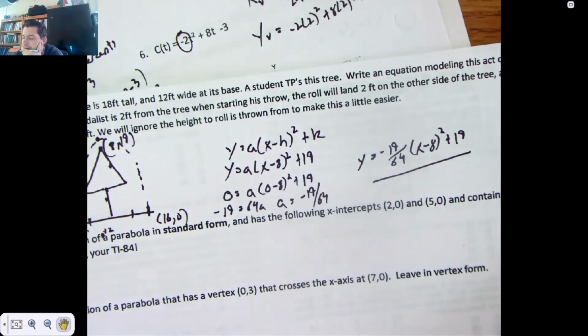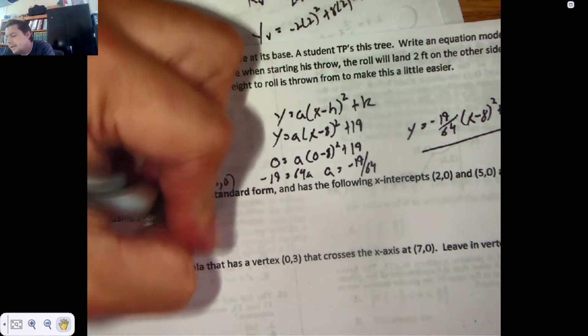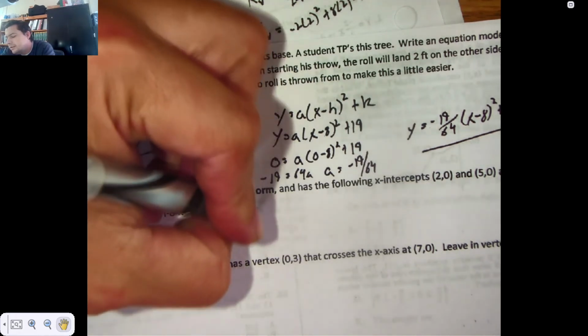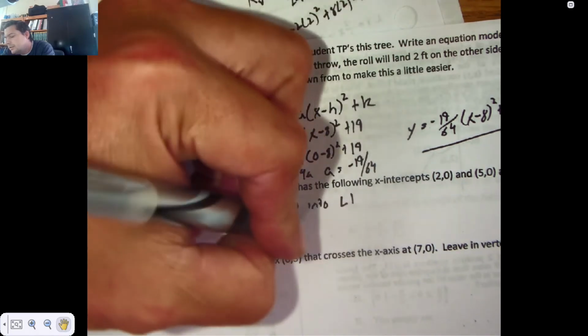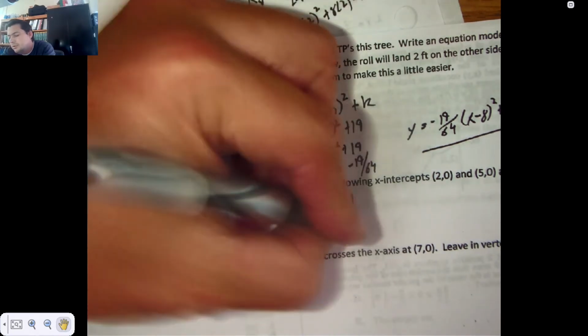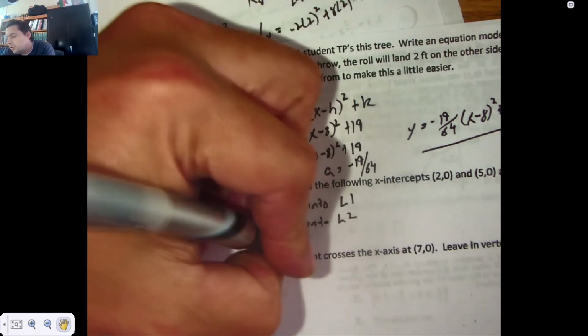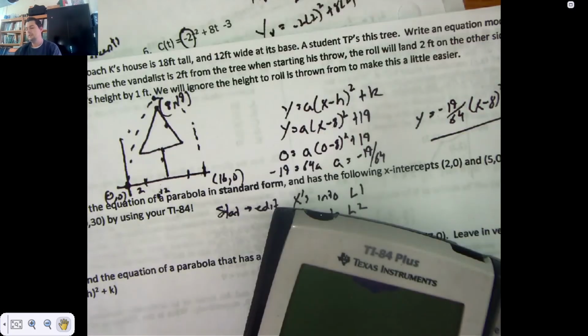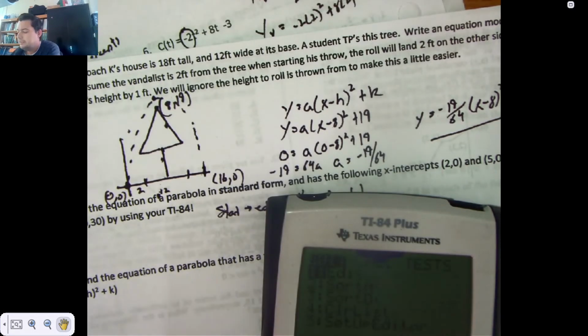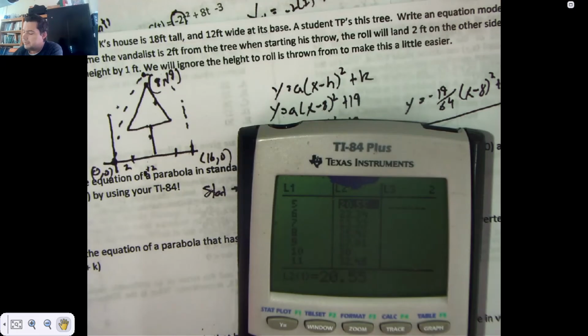All right, find the equation of a parabola in standard form that has the following x-intercepts 2, 0, 5, 0 and contains the point 0, 30 using your TI-84. So you're going to click on Stat, click Edit, put your x's into list 1, your y's into list 2, and then do a quadratic regression. It's actually a pretty easy thing to do. Your TI-84 can do quadratic regression if you have 3 points. So stat edit, the x's were 2, 5, 0.